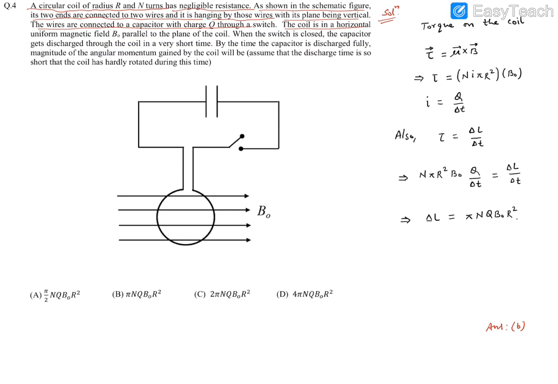So we need to find how much angular momentum is gained by the coil. We need to assume that the discharge time is very short. It's so short that rotation is ignored. That means the coil is hardly rotated.